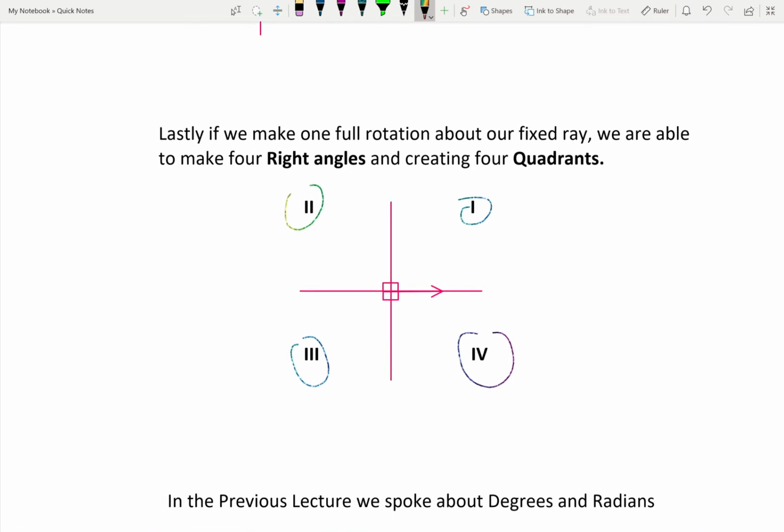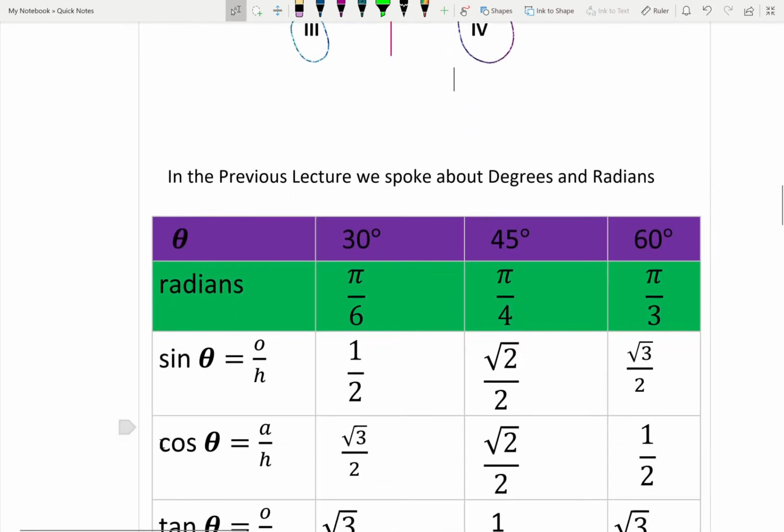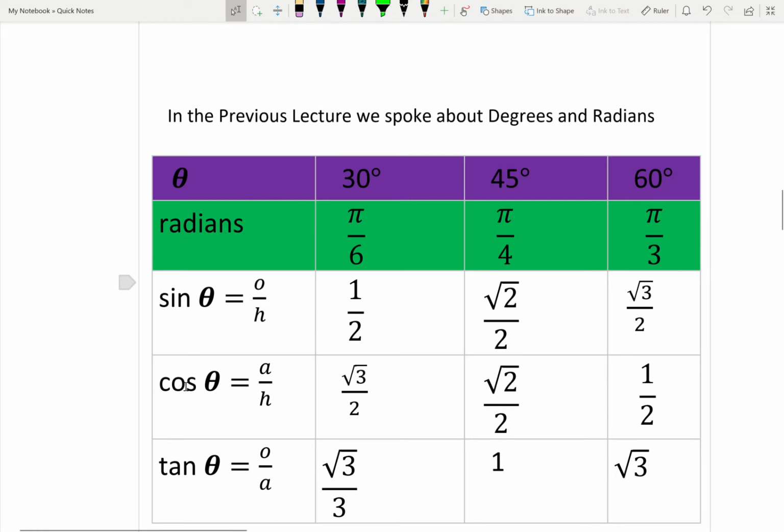Okay, so in the last lecture, we spoke about degrees and radians. Remember, I gave you this little chart, and then we solved some things about triangles. We made a statement how we said cosine of 45 degrees was square root of 2 over 2. Tangent of 30 degrees is square root of 3 over 3. And sine of, I don't know, 30 degrees is 1/2. Okay, and we also had this list right here of radians. So this column says that 30 degrees is equal to pi over 6 radians. It also says that 45 degrees is equal to pi over 4 radians.